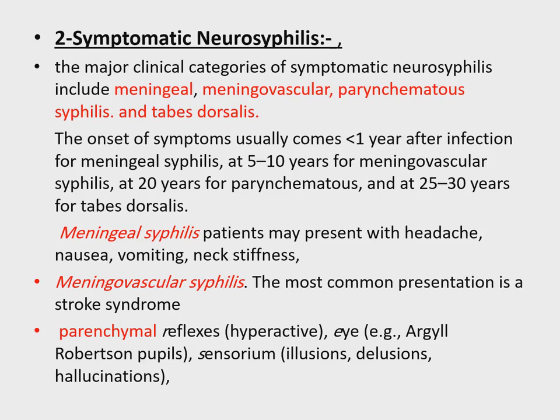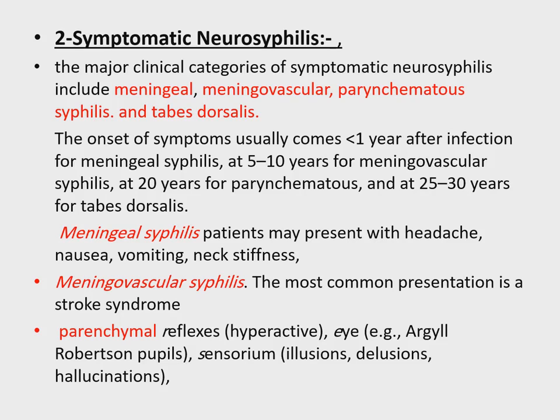Three criteria should be fulfilled here to say that the patient is having symptomatic neurosyphilis, because symptomatic neurosyphilis in general or usually are irreversible. What are the subtypes of symptomatic neurosyphilis? The subtypes of symptomatic neurosyphilis are meningeal, meningovascular, and parenchymal. See, meningeal, from the term meningeal, that means the meninges are affected.